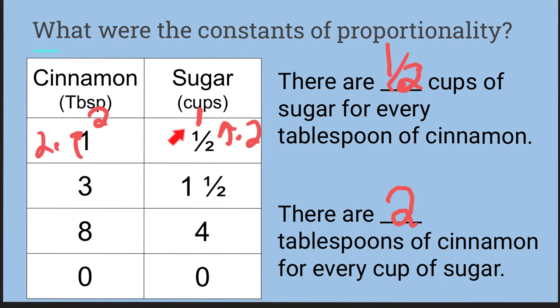And again, it has to do with what you need. Does it make more sense to know what 1 cup of sugar is for, or does it make more sense to know what 1 tablespoon of cinnamon would require? And we'll talk more about that in other situations later in this chapter.